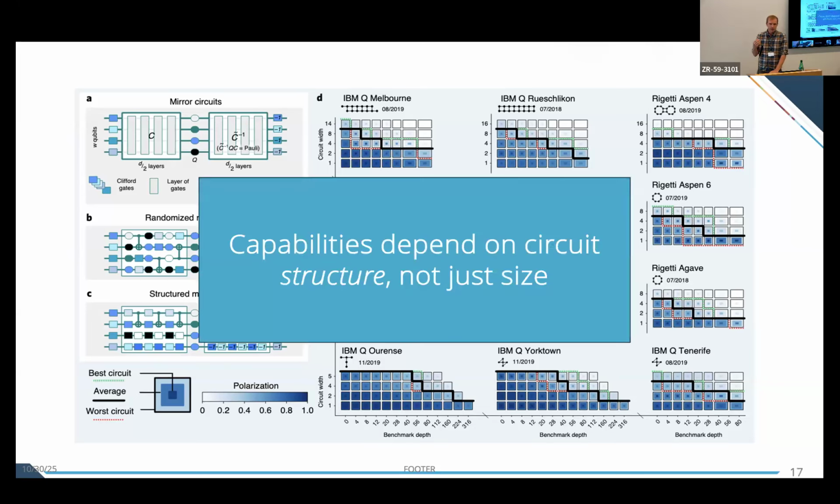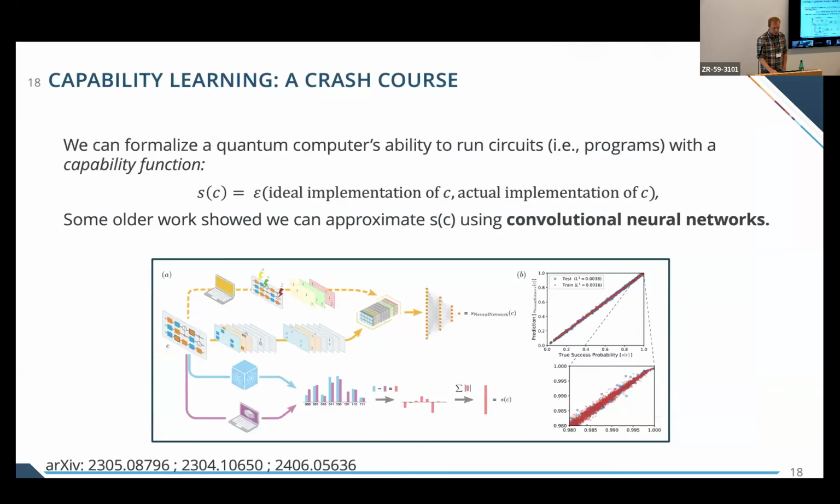But the capabilities of a quantum computer, what circuits it can run successfully, don't just depend on the width and the depth. They depend on structure in that circuit. And so we want this capability function to somehow capture that structure. So we're looking for some way of describing a very complicated function. And over the past 10, 20 years, we've seen that one way that we can build surrogates for complicated functions is with neural networks.